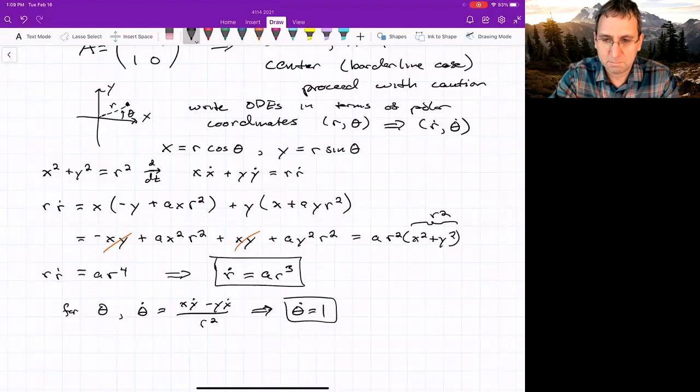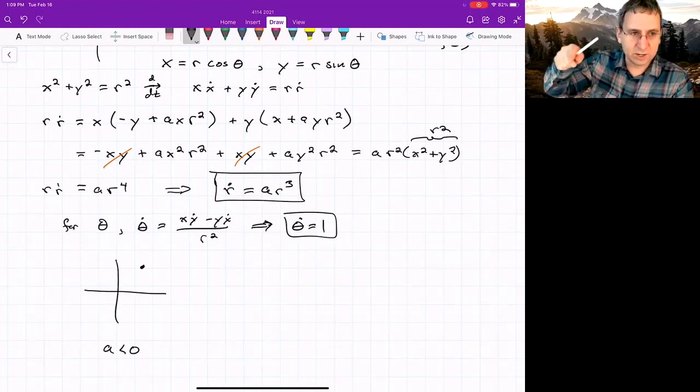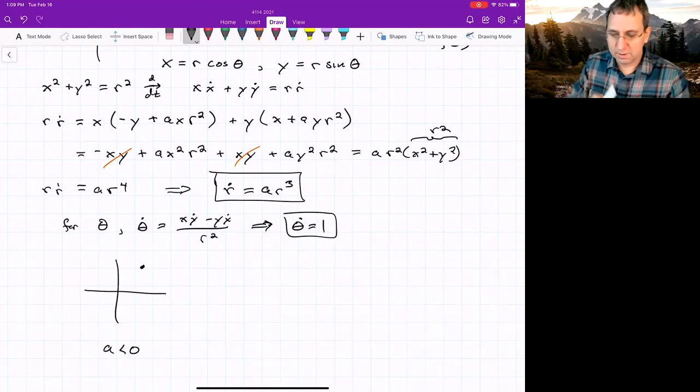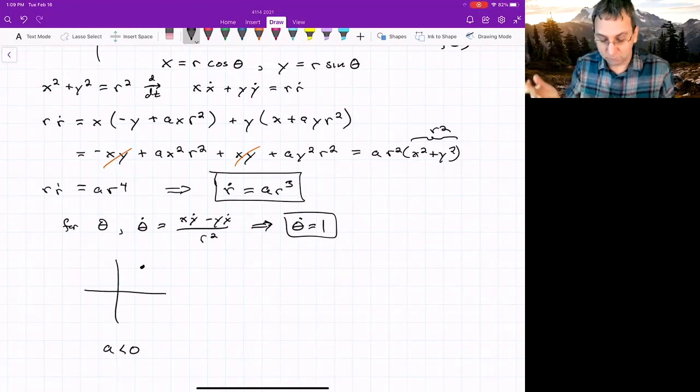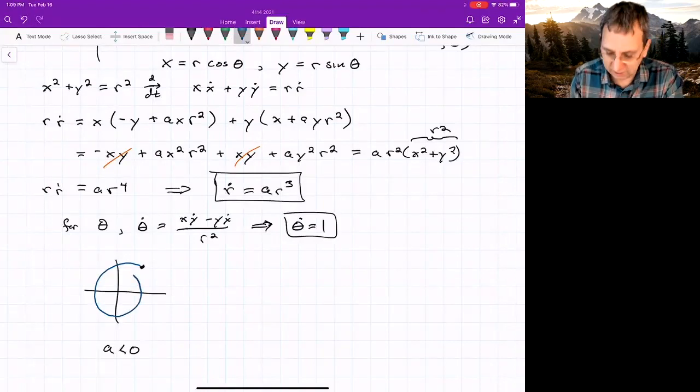And it's worth looking at what each of these would produce. If we have a less than 0, that means wherever you're starting, the trajectory is going to shrink. In theta, it's going to be continuously turning around. So it turns around with a constant angular rate, spiraling in. So if you come back to the same theta, you're a little bit inside. And so this is going to continue until it gets to 0.